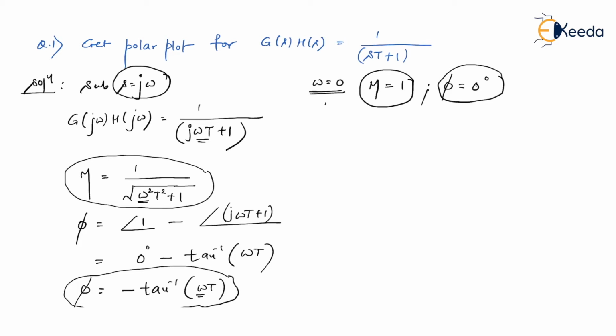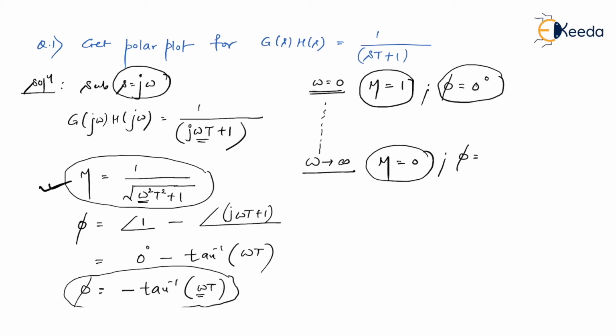Likewise, we can keep on increasing various values of omega, and at the end we want a final value, so omega will tend to infinity. Let us see what magnitude will become. We have got the magnitude formula. If you substitute omega equal to infinity, the denominator will become infinity, and anything divided by infinity is 0, so magnitude becomes 0. And let us see what phase will become.